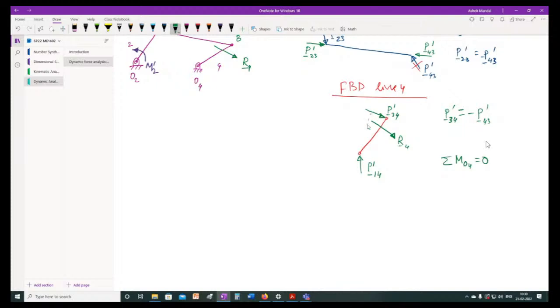Yes, sir. If this distance is, let's say, D4, then you can write down P341 into D4 minus, if this distance is, say, ER4, then ER4 into R4, that must be equal to 0, right? So that gives us this value, ER4 by D4 into R4. Fine?